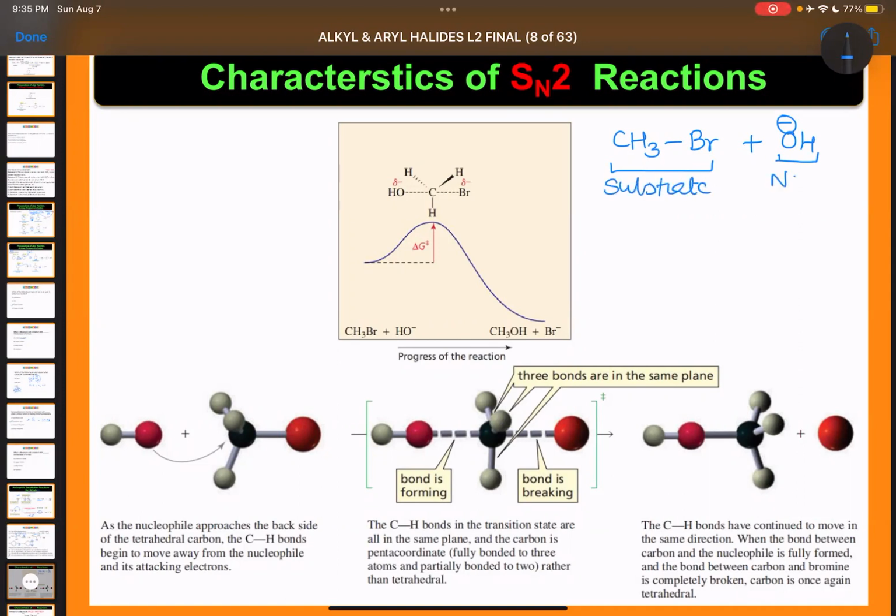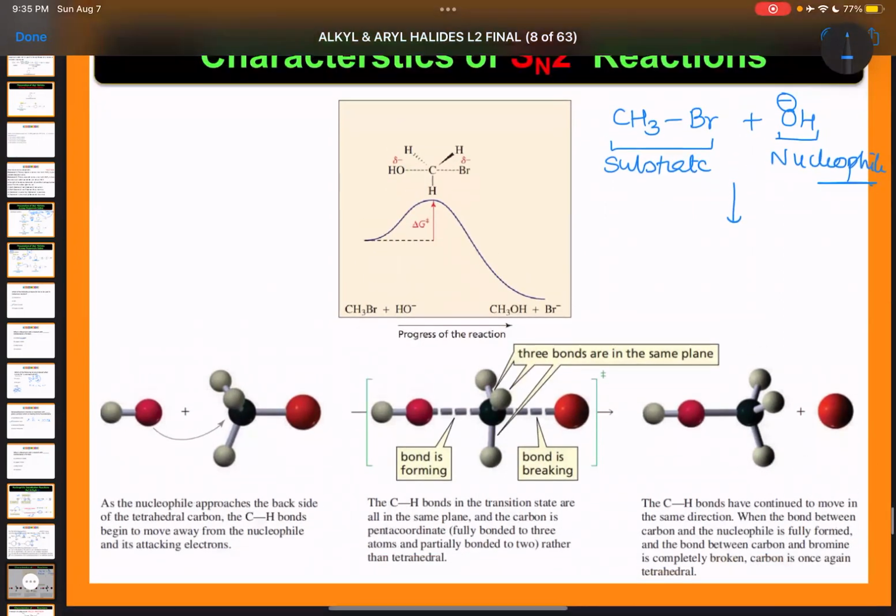This is the nucleophile. Okay, this is the product, and the substitution is completed. The Br minus is substituted by OH minus, and the Br minus is removed from the substrate, and this is known as the leaving group. Okay, this is the product.